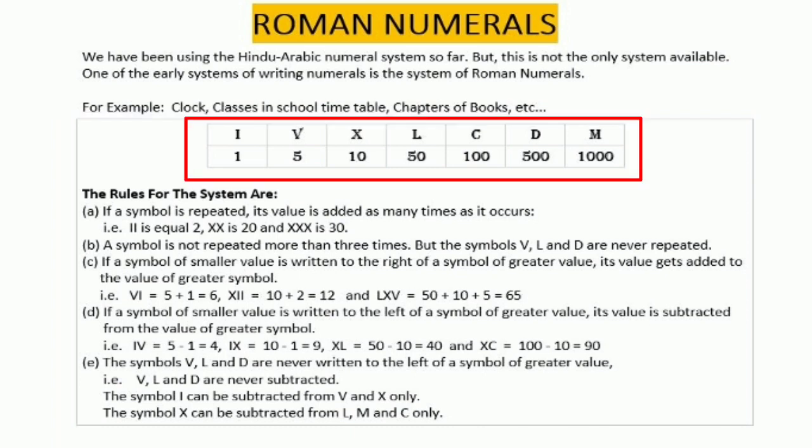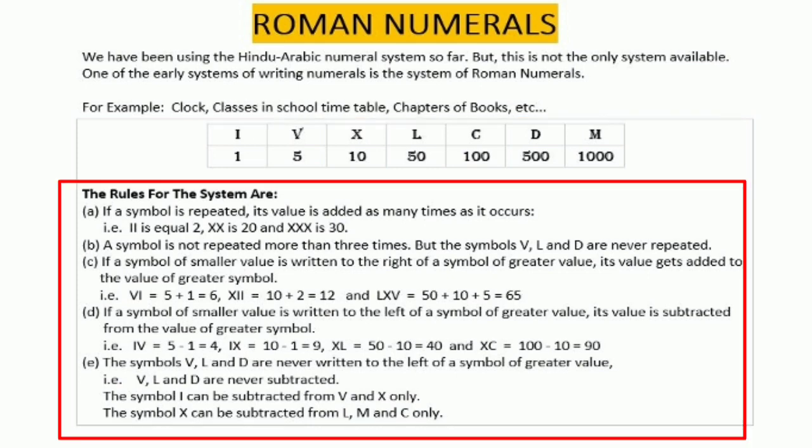Now, let us take some examples to understand this. In Roman numerals, 1 is written as I, 5 is written as V, 10 is written as X, 100 is written as C, 500 is written as D, while 1000 is written as M. For the system, we have to follow some rules.